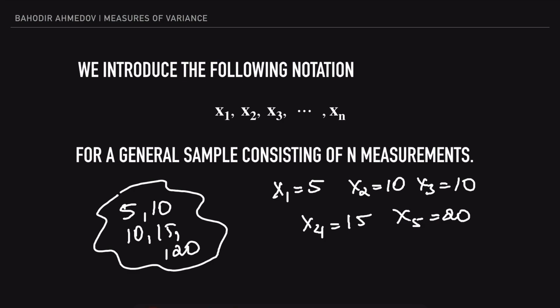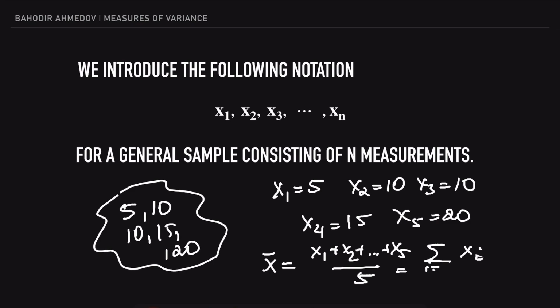This is simply the notation, because later on when we denote, for example, the mean, it is going to be the summation of x1 plus x2 plus and so on plus x5, divided by 5. Or sometimes we are going to denote this as the summation of xi, i goes from 1 to n, divided by n.